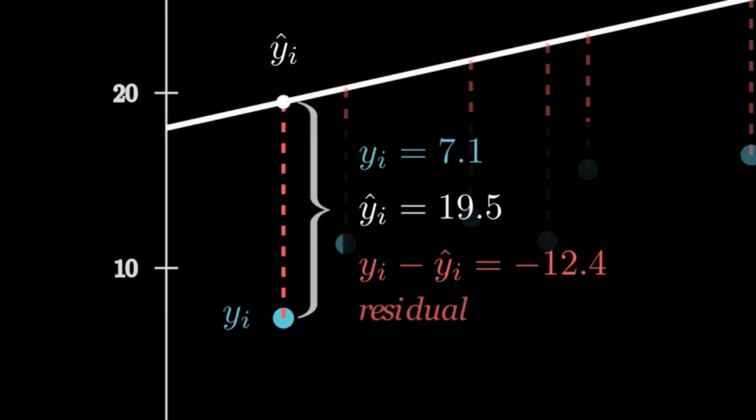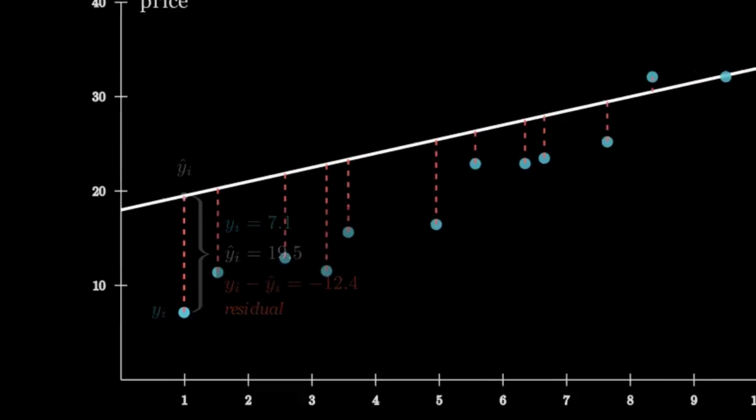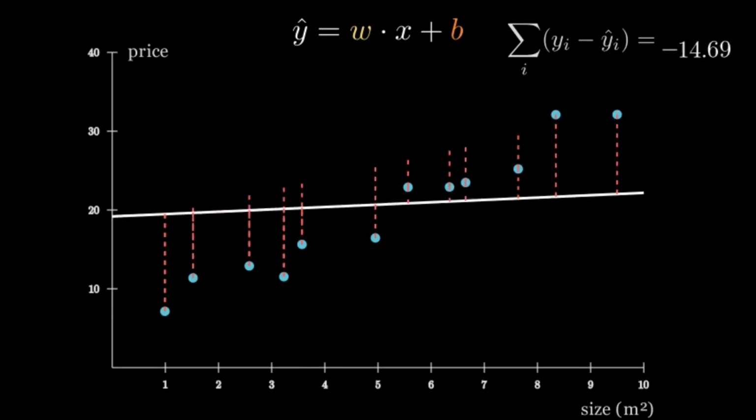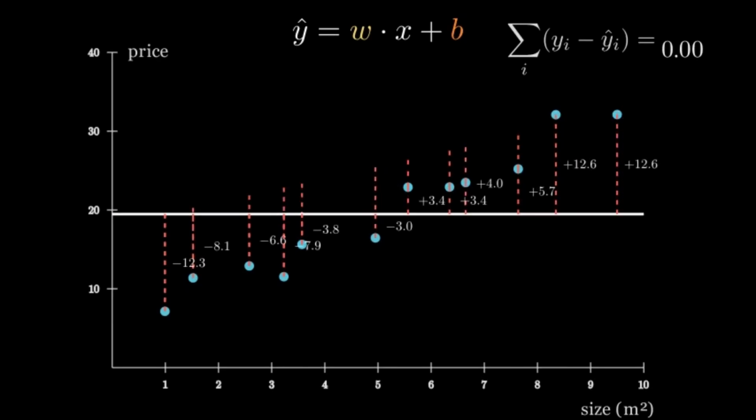A good line makes these gaps small everywhere. So, a natural idea: add up all the gaps into one number that measures total wrongness. But there is a catch. Some residuals are positive, where the point is above the line, and some are negative. If we just add them, they cancel out, and a terrible line could score a perfect 0. Watch. Flatten out the line to the average price. It ignores the data completely, and the residuals sum to exactly 0. A terrible line, a perfect score.